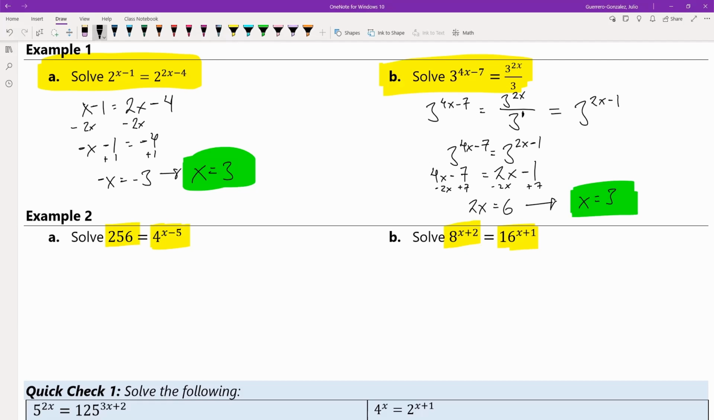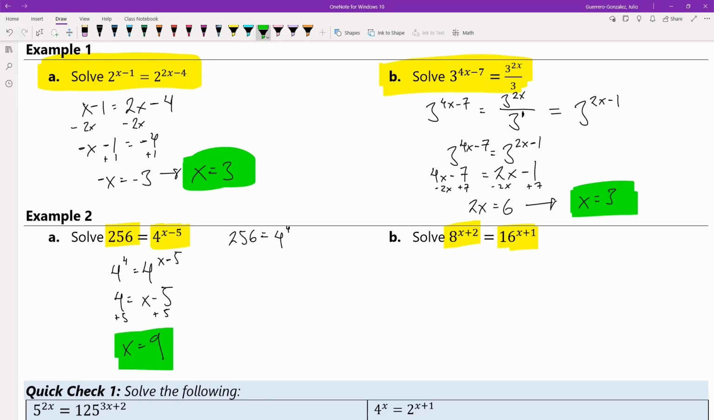256 is the same thing as 4 to the fourth. So I can do 4 to the fourth is equal to 4 to the x minus 5. Now this becomes an algebra problem again, just like example 1. So 4 is equal to x minus 5, plus 5 on both sides. x is equal to 9. We are done.